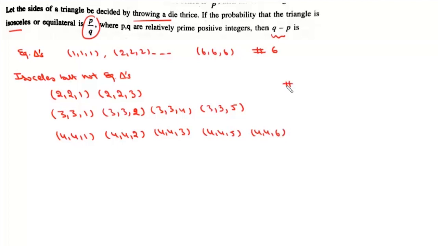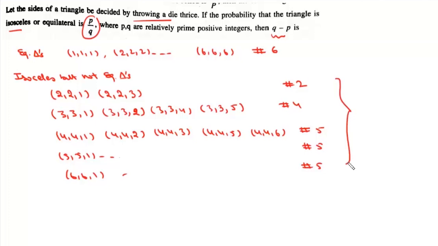So we have 2 cases here, 4 cases here and 5 cases here. For 5 also we'll have 5 cases except for 5, 5 and 5. And for 6 also we'll have 5 cases here. So the total number of isosceles triangles which are possible is 15 plus 6, and there will be 21.